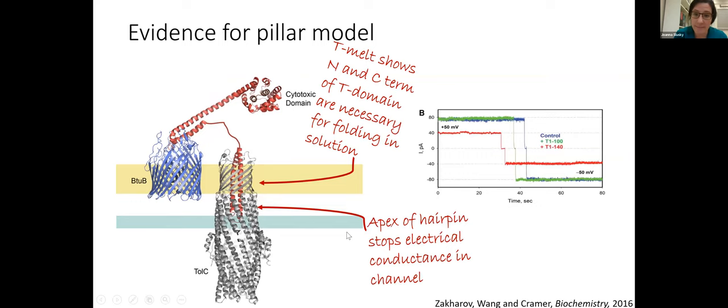the apex of this hairpin, so basically this whole piece over here, can stop electrical conductance, or at least minimize it, right? So that's what you're seeing with this red curve over here. 1 to 140 will minimize electrical conductance, but 1 to 100 does not. So you need more of that T domain to do it.